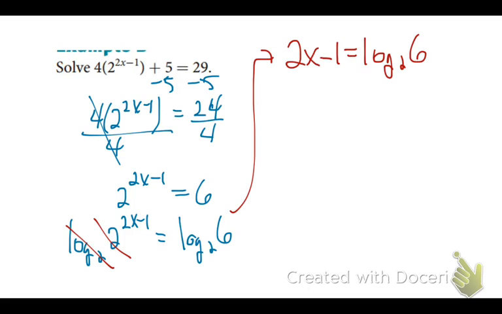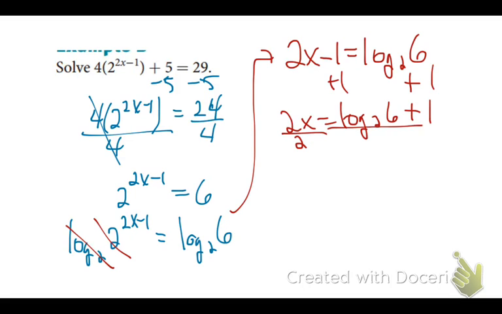Now we're going to go through the steps of isolating, and then we'll go back to the calculator and find our answer. So what would be the next step to isolate your x? Add the 1. So that would give us 2x equals the log base 2 of 6 plus 1. And one more step. Yes, we'll divide out that 2. So we end up with x equals log base 2 of 6 plus the 1, divided by the 2.